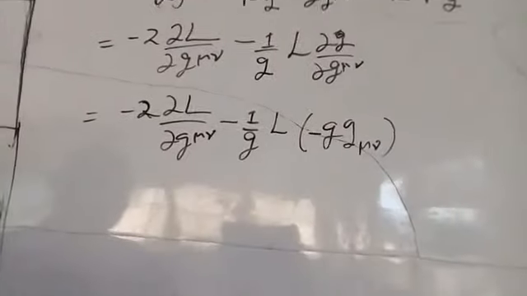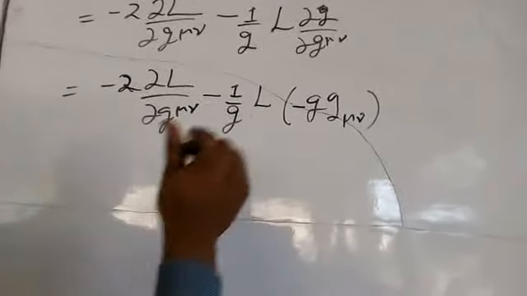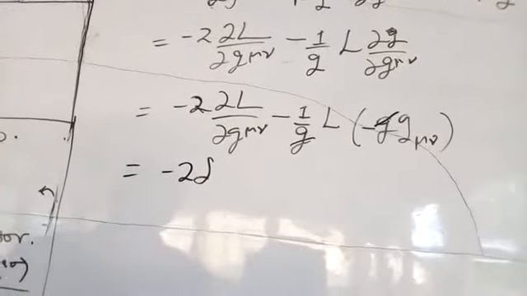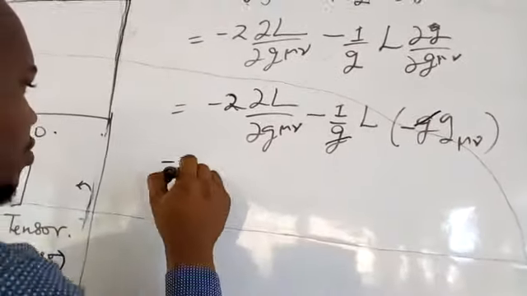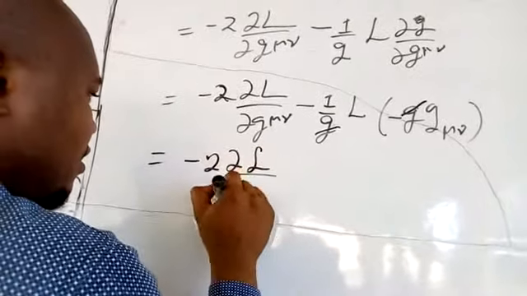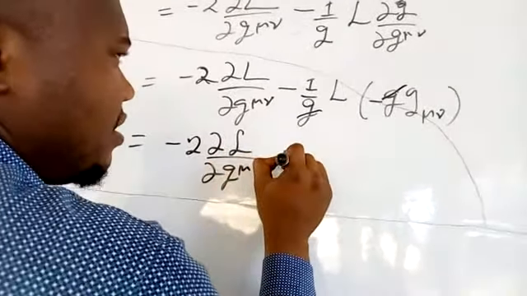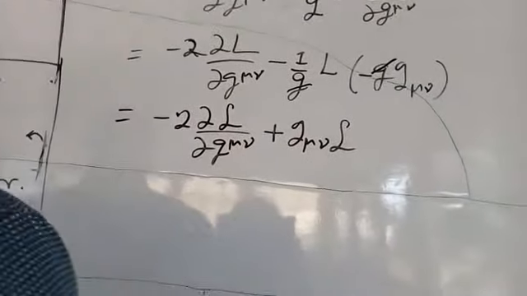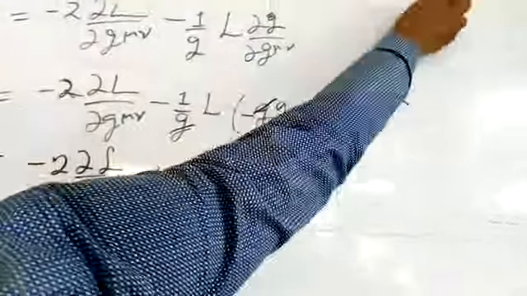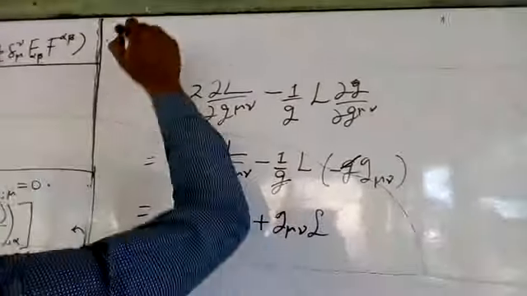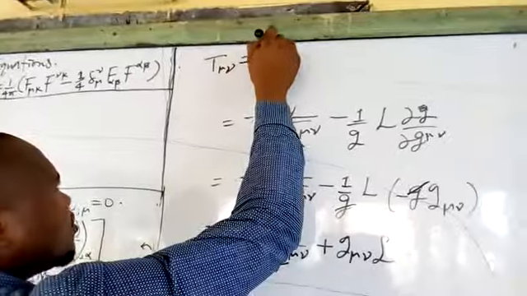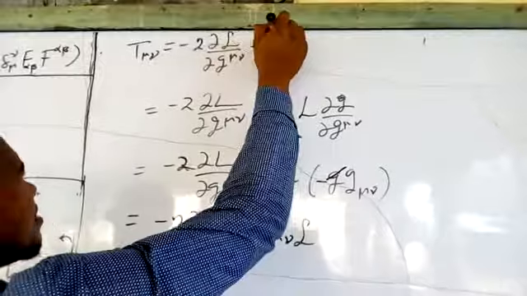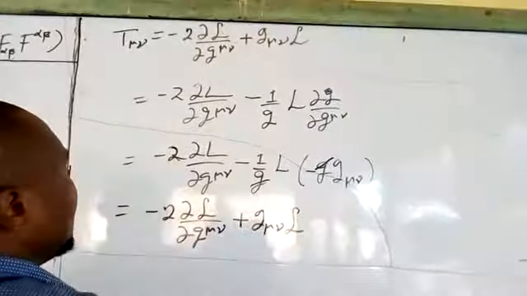At this point, then, it's obvious that what we are going to obtain is this cancelling that. So minus 2, minus 2, the L, the g mu nu, but then plus g sub mu nu L. So let me put that on top, and this is what we've got for the energy momentum tensor. So T sub mu nu is equal to minus 2, the L, the g mu nu, plus g sub mu nu L.